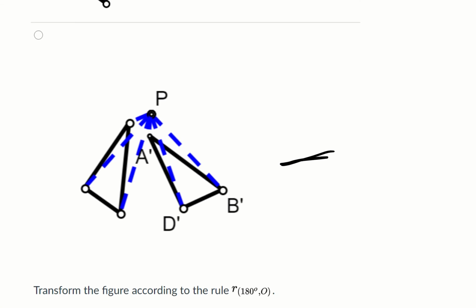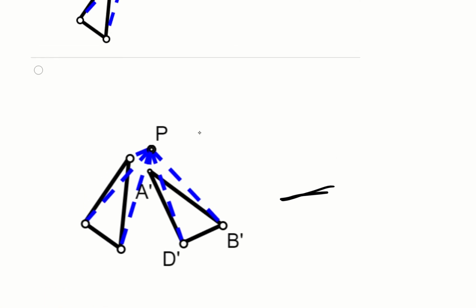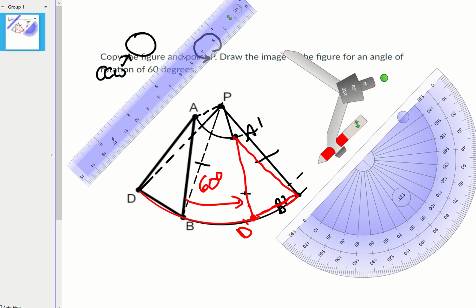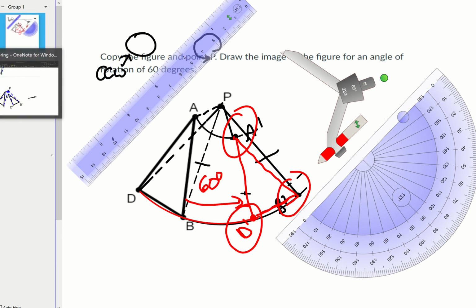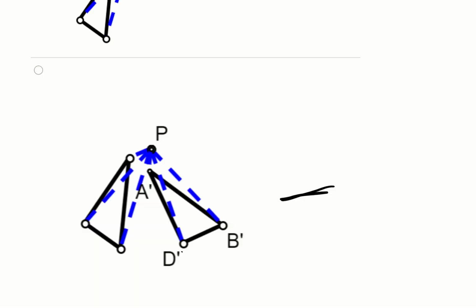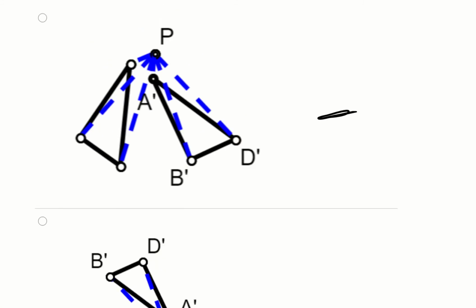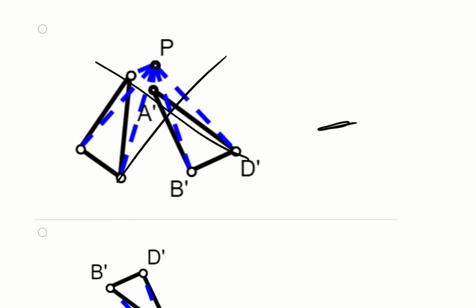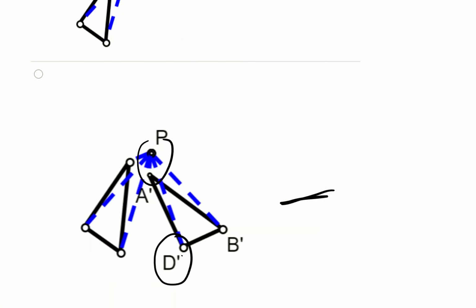Well, we want D prime to be down here, or we want D prime to be in the example. Let's go back to the example. We want D prime to be down, A prime to be up, and B prime to be that way. And so it looks like, according to this example, that's what we have here. That's not what we have here, so this is not it. So this is my rotation.